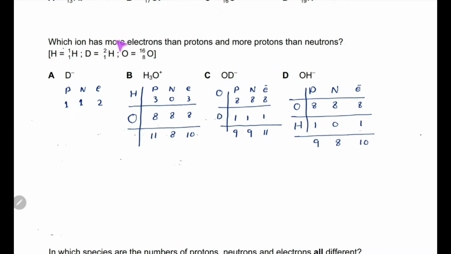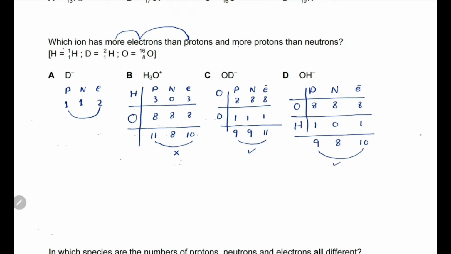Now they say more electrons than protons. In choice A, you can see the electrons are more than protons. In choice B, electrons are less than protons, so it's not our choice. In choice C, electrons are more than protons, yes, this is our choice. In choice D, electrons are more than protons, so yes, this is our choice.